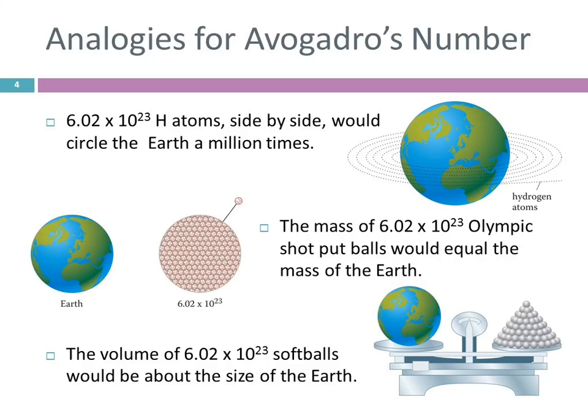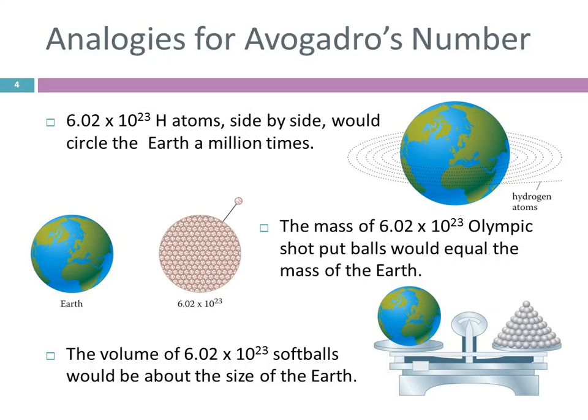So just to give you a clue as to how large Avogadro's number is, these are some illustrations from your book. If you took Avogadro's number of hydrogen atoms, which are the smallest atom, and put them side by side, they would circle the Earth 1,000,000 times. Atoms are far too small to be seen even with a very powerful microscope. Avogadro's number of them would go around the circumference of the Earth 1,000,000 times.